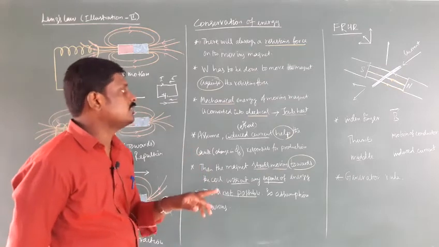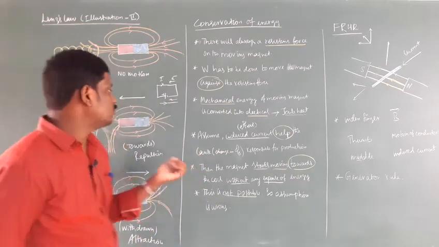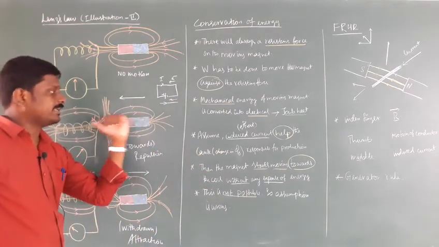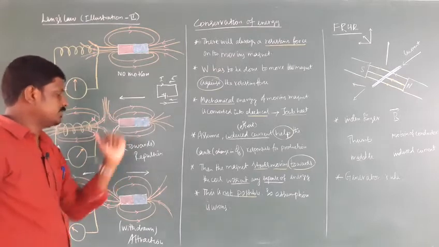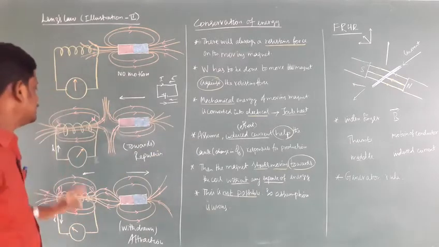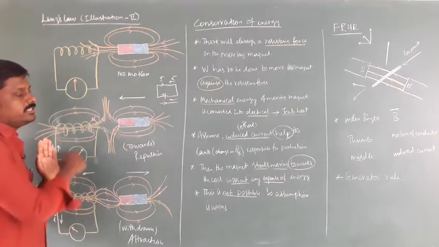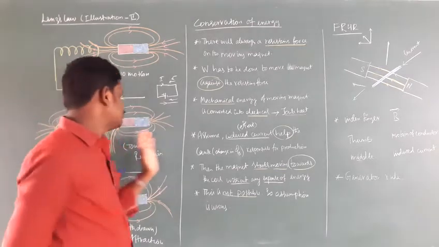Here the organ is converted to electrical energy. Now we are moving towards the coil, that should be a mechanical energy. So here mechanical energy is converted into electrical energy. Electrical energy means there is a flow of induced current in the coil, so that is sensed through the galvanometer.